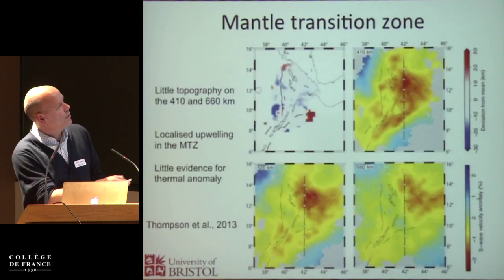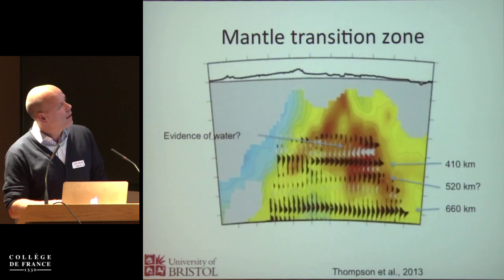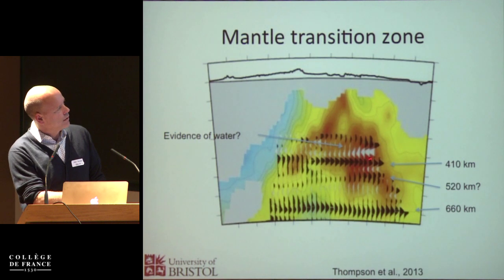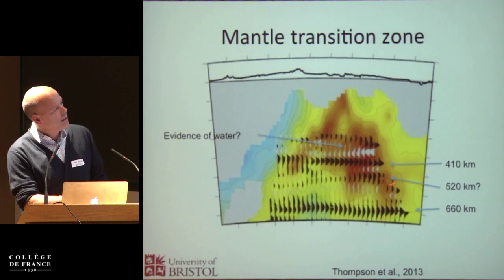Here's a cross-section running from north to south. And these are the very clear 410 and 660. And here's the 520, which seems to become a bit more apparent as we move to this low-velocity zone. And here's the evidence of this low-velocity region here.